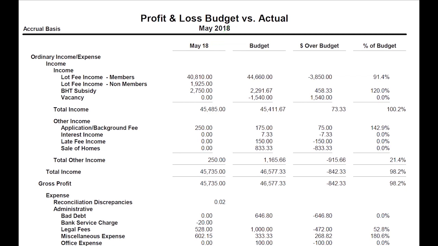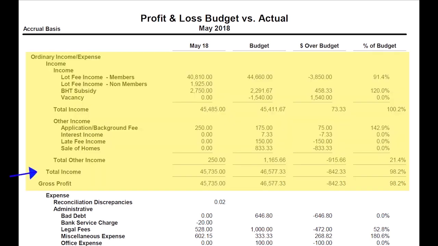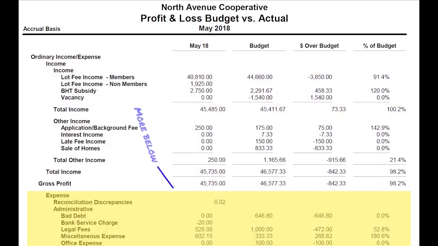Immediately to the right of the budget column is the column that shows how the reality of spending for that month compares to the plan in dollars. And to the right of that is a column that shows the difference as a percentage. Now the top rows of this report compare real income coming into the co-op compared to the budget. Let's skip over this for now and look at the expenses.